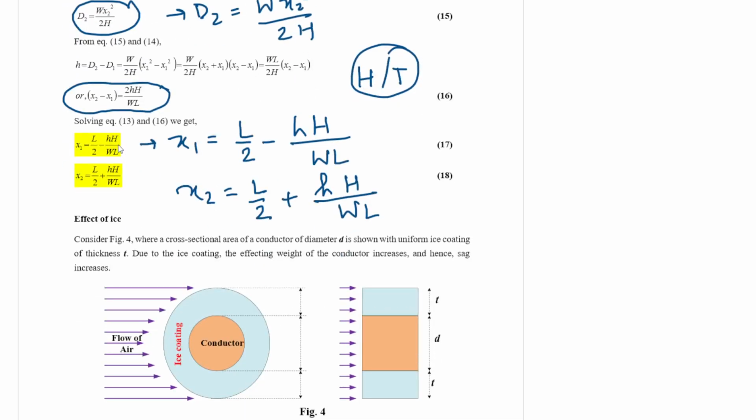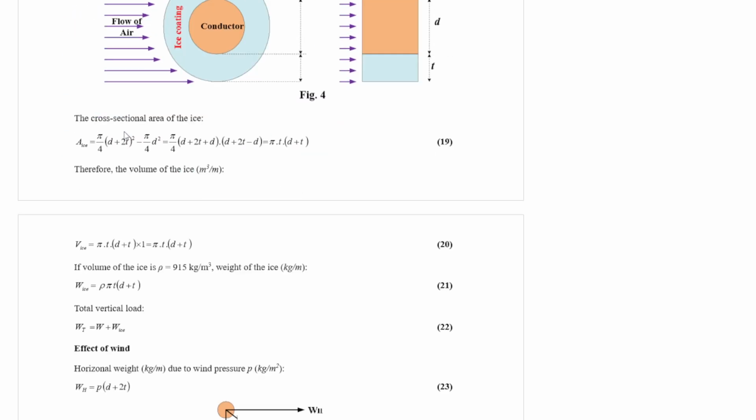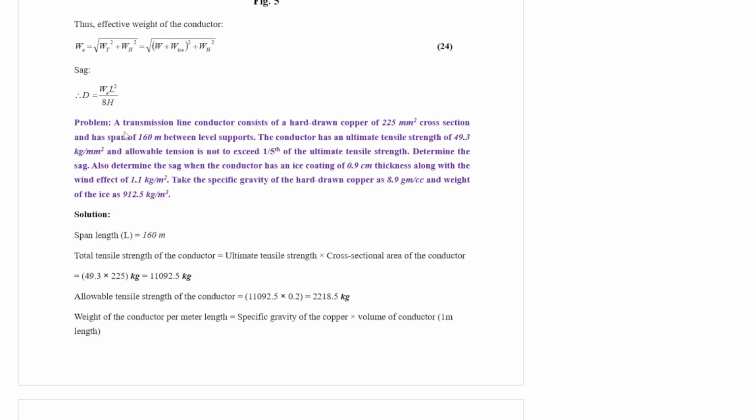Now without proceeding further, that means the effect of ice, I shall quickly take you through a problem. What is the statement of the problem? A transmission line conductor consists of a hard drawn copper of 225 square mm cross section. That means the cross sectional area is 225 square mm, and the span length is 160 meter. So L is 160 meter here.